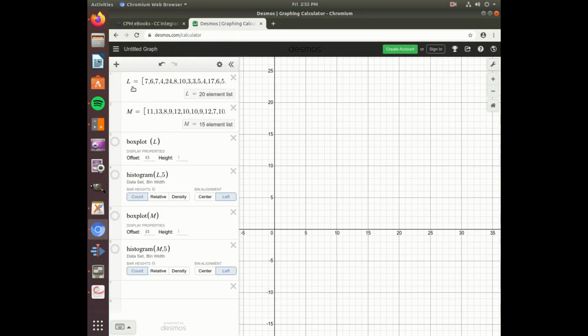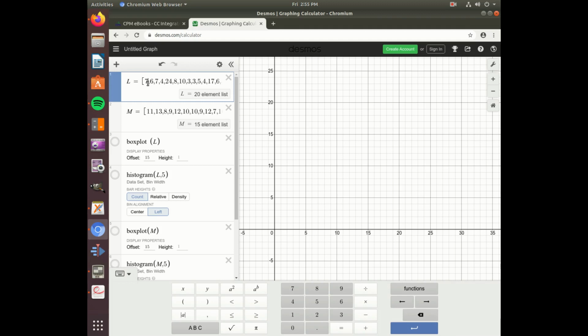So you'll notice, this is the C2 data. I actually just wrote L equals, I put a bar, and then I just typed all this data in. Okay, this is all those 20 pieces of data. Then I did the same for M. I typed M equals, I put this bar, and I put all this data in. Essentially what I've done is I made two lists, one named L and one named M.